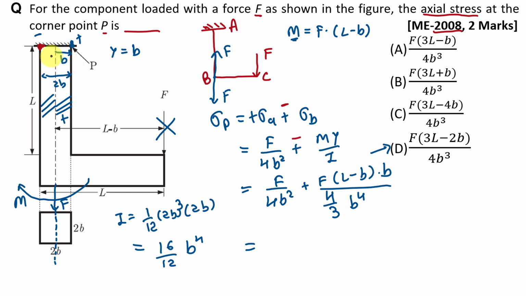And see, if it is asked to find out stress at this point, then it will be stress by this axial load only, because bending stress will be 0. Why? Because at this point value of y is 0, right? So I hope that you understand the variation in this example. This question is asked for 2 marks.